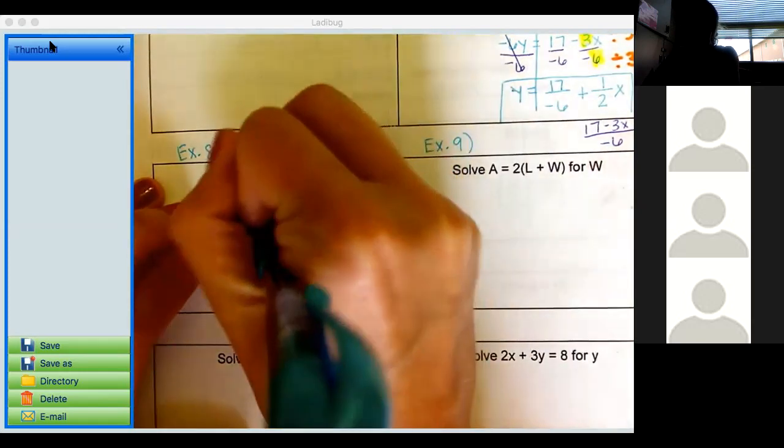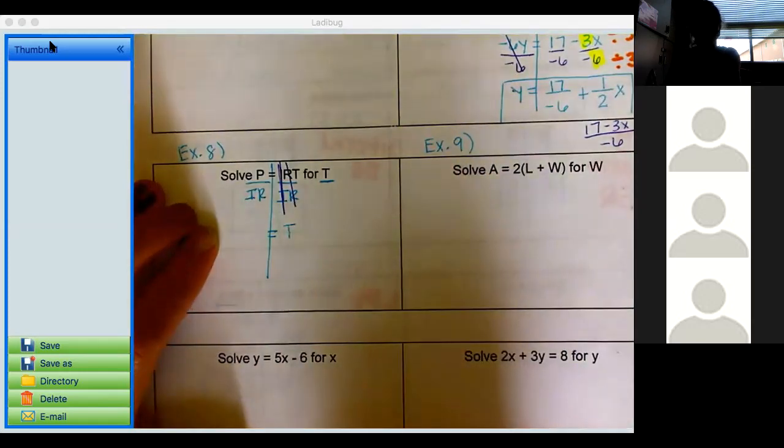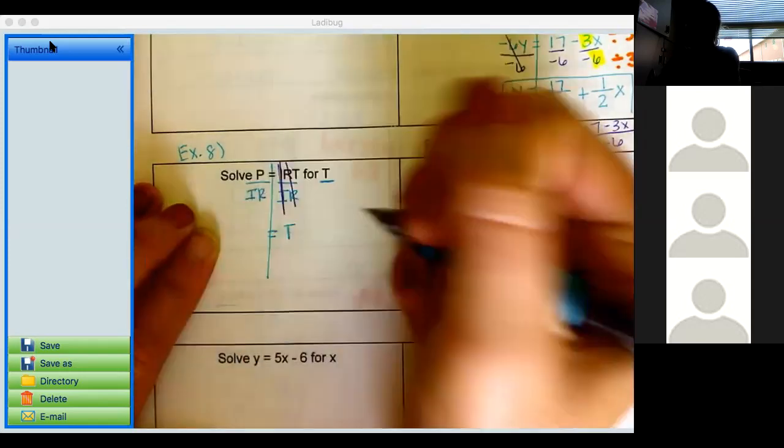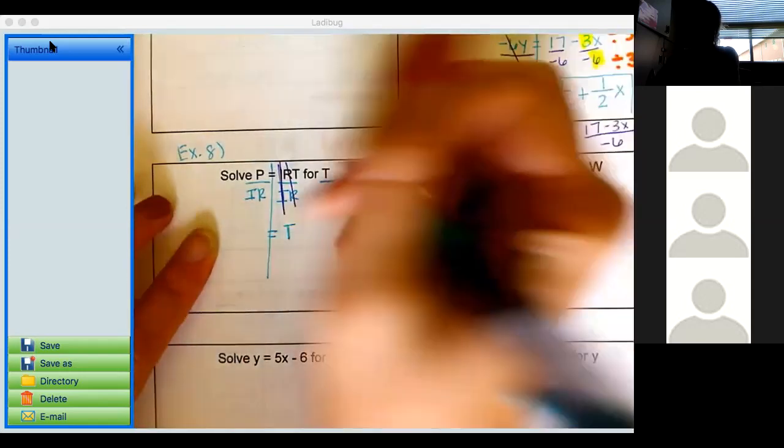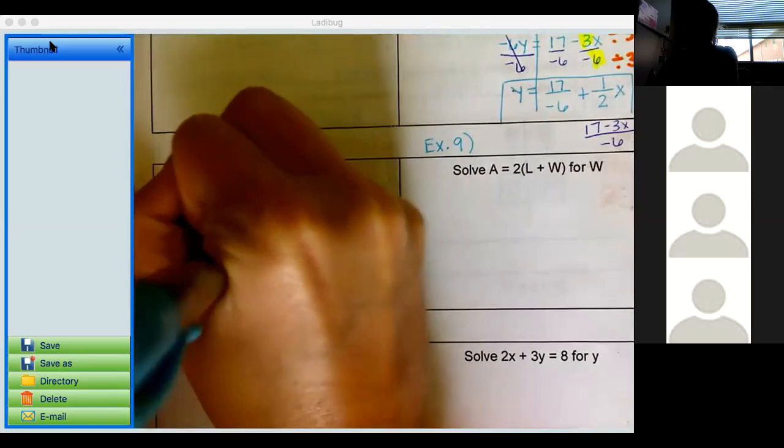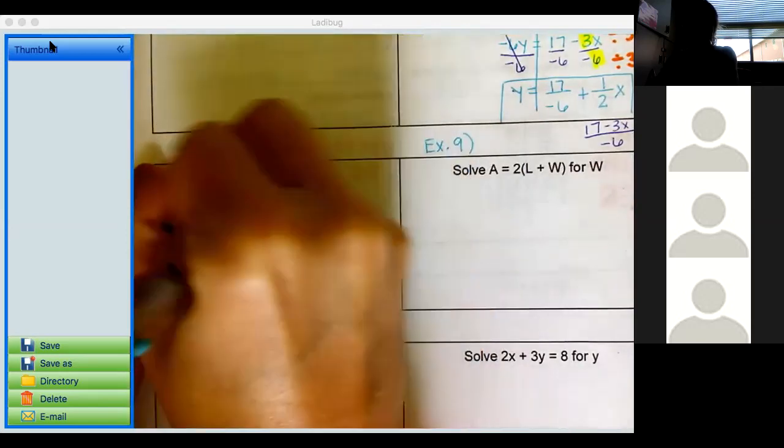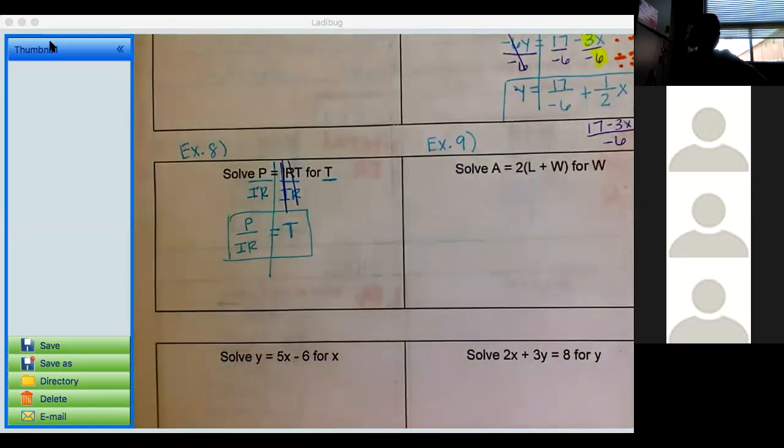So T equals what? P divided by I, R. That's my favorite kind because that was one step.